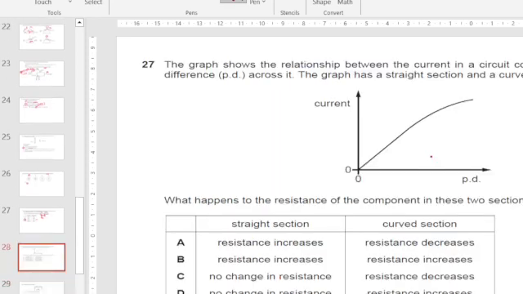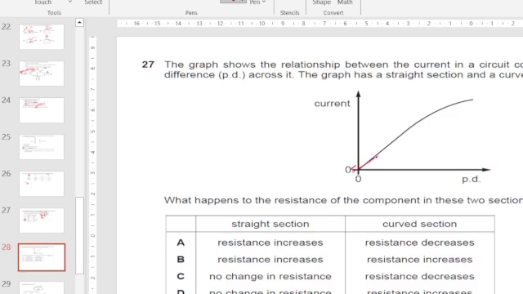And for the 27th question, the graph below shows the relationship between the current in a circuit component and the potential difference. The graph has a straight section. So this is the straight section, and a curved section is also there. What happens to the resistance of the component in these two sections when the current increases?